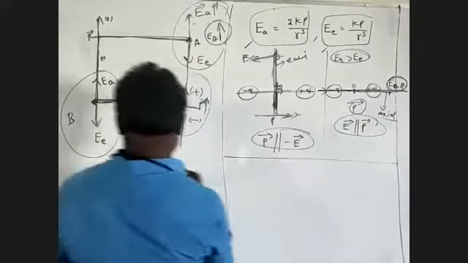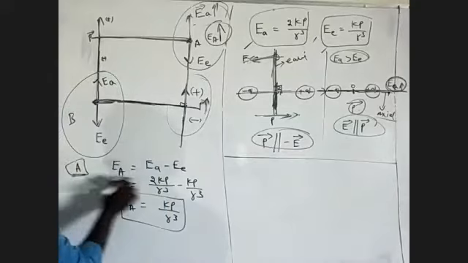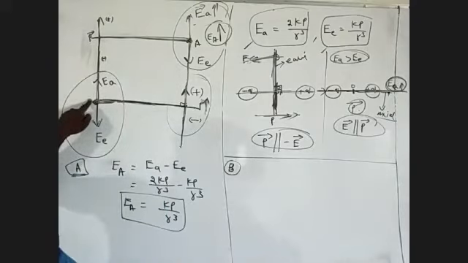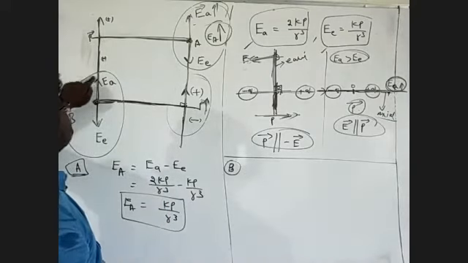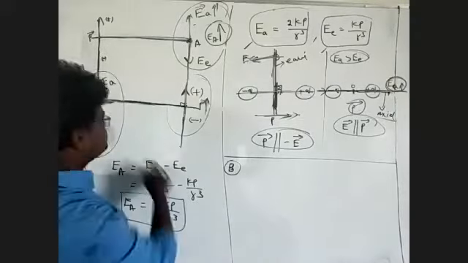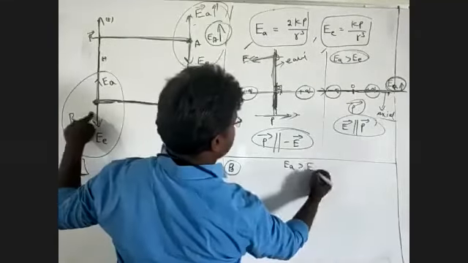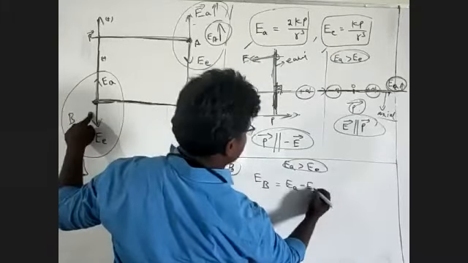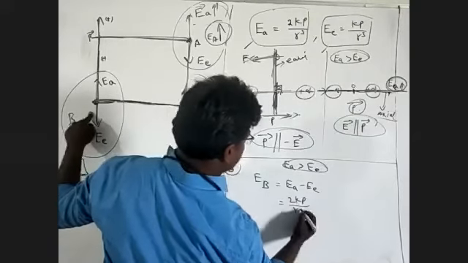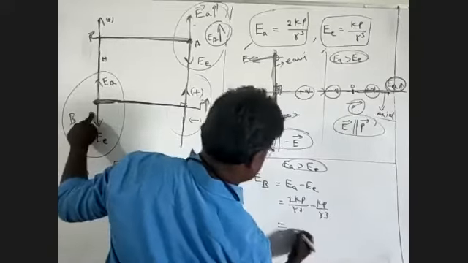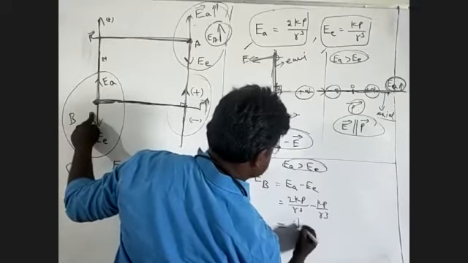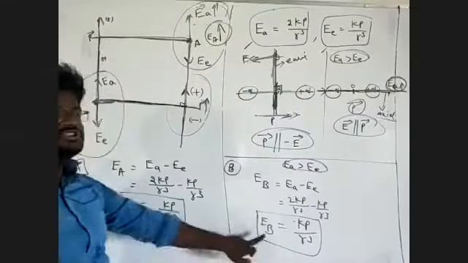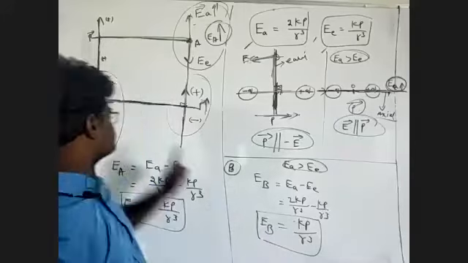Now at the B point. The upward direction is E axial, the downward direction is E equatorial, and you see which one is greater? E axial is greater than E equatorial. EB is equal to E axial minus E equatorial, which is 2kp by r cube minus kp by r cube. Subtracting, the value is kp by r cube. This is the magnitude of EB at this place.